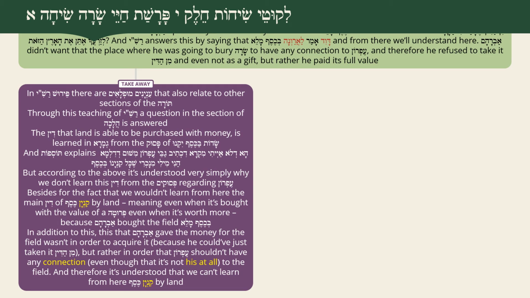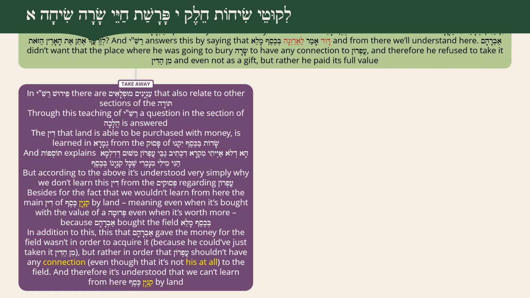Now we're going to move on to the Inyanim Muflayim and then to the Yeno Shel Torah in Rashi. In Pirush Rashi, there are Inyanim Muflayim that also relate to other chalakim of the Torah. Like we know in the Torah, there's Pshat, Remez, Drush, and Sod, and there are Inyanim Muflayim in Rashi on the Torah that also relate to other chalakim of the Torah. Through this teaching of Rashi, a question in the Chelek, in the section of Aliyah, is answered.